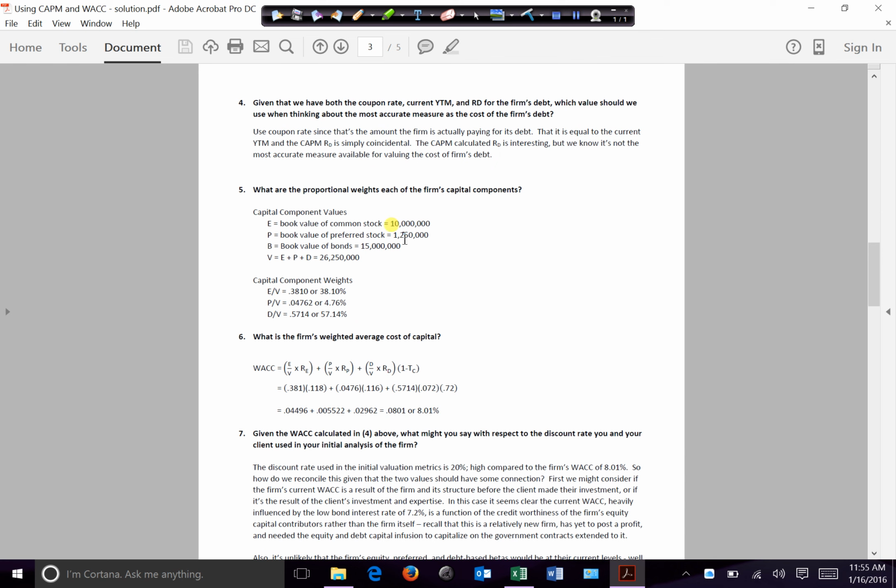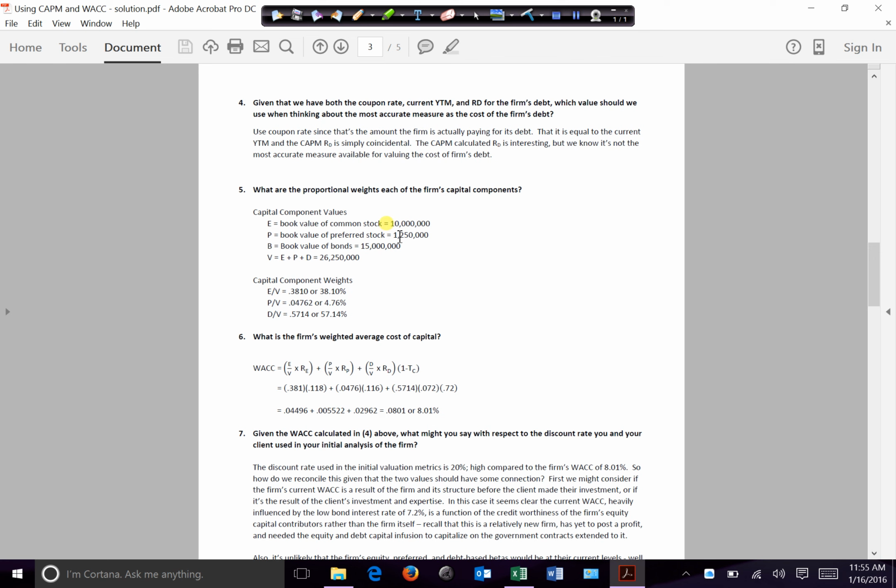So we have those here, and we can simply add those up, and that takes us to 26,250,000. So E divided by V is 10 million divided by 26,250,000. P divided by V is 1,250,000 divided by 26,250,000. D is 15 million divided by 26,250,000, and we get 38.1%, 4.76%, and 57.14%. But here's something a little bit unusual. I'm giving you the book value weights rather than market value weights.